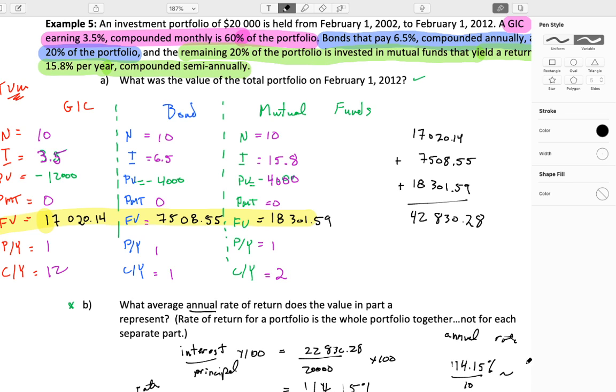So my annual rate of return is 11.415%. Sorry, my pen's not writing down there. I'll write it up here. 11.415%. Now that's my final answer, so I'm just going to highlight it. If you have any questions, make sure that you ask in class, and best of luck to you.